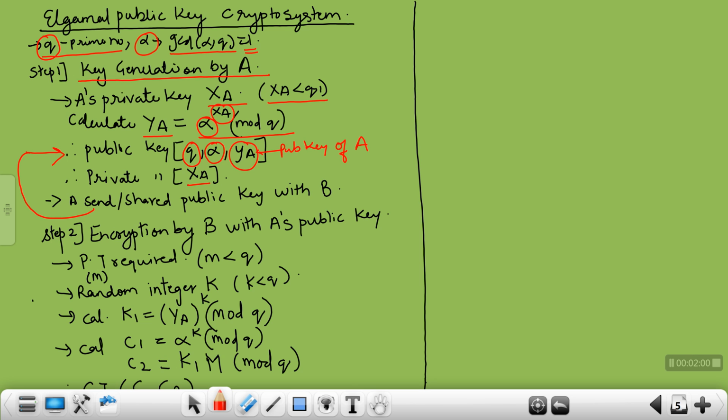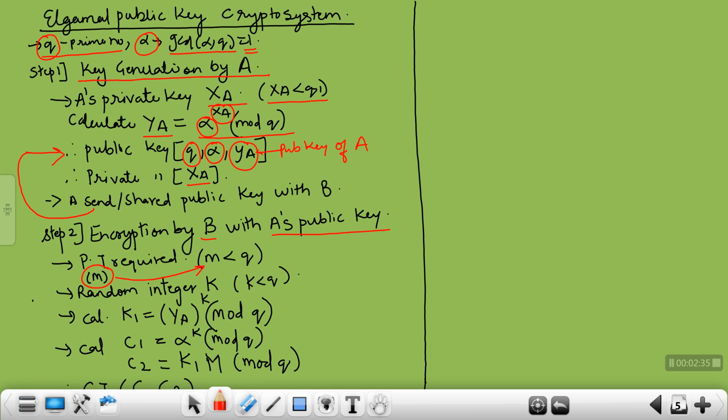Now B should send something to A. So B will do encryption using A's public key. B wants to send something to A, so B will do encryption as we have seen previously. What is public about A to B is nothing but the public key of A. For encryption we require a plain text, because with the key alone we cannot do it; we need to send some information. That information is the plain text, taken in the form of M, and the plain text should always be less than q.